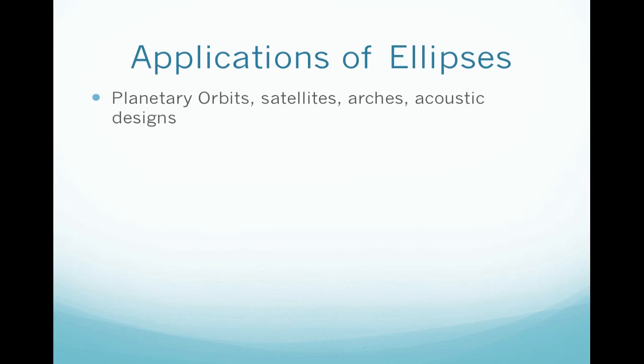Actually, all of the planetary orbits are in the form of an ellipse. So the Earth orbits around the sun in the path of an ellipse. The moon orbits around Earth also in a path of an ellipse. Same thing with satellites. If we launch a satellite up in space, it's going to orbit around Earth in the path of an ellipse. Many architectural arches are also ellipses. And also a lot of acoustical designs are going to be in ellipses, where you're going to be placed at the foci to give the best acoustical sounding. So there's some applications.